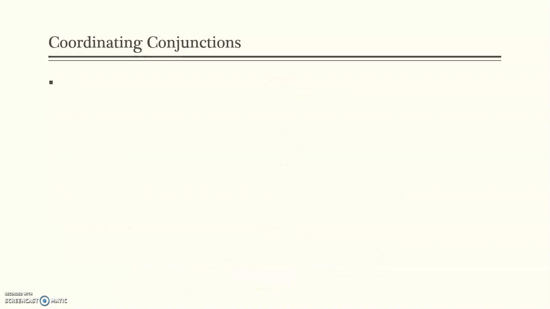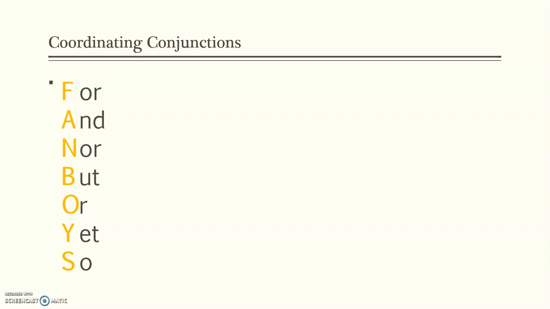Our coordinating conjunctions can also combine 2 independent clauses to make one sentence, and these follow the acronym FANBOYS. So if you can remember FANBOYS, it stands for: for, and, nor, but, or, yet, and so.